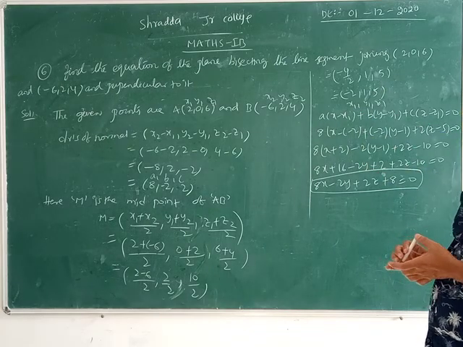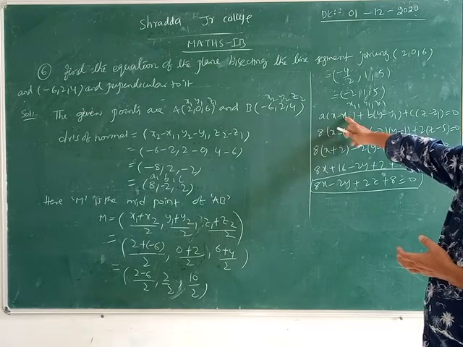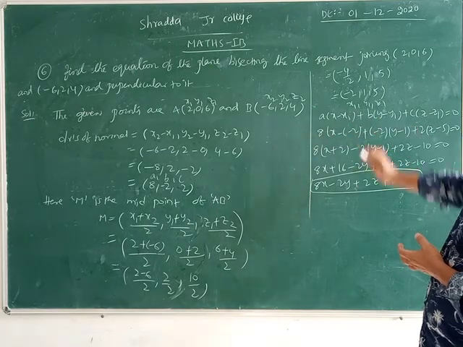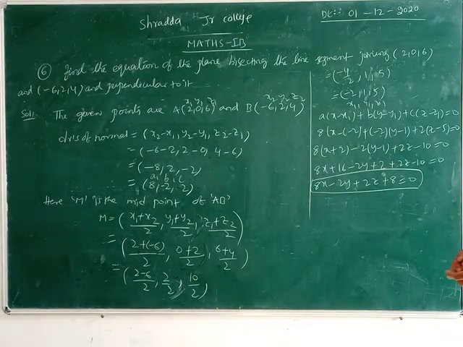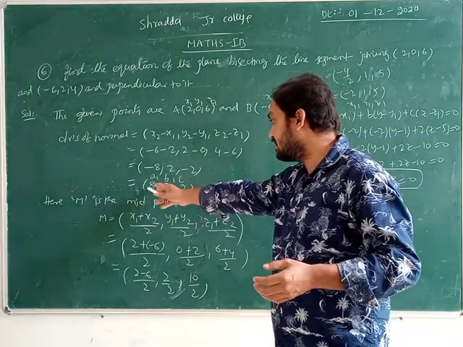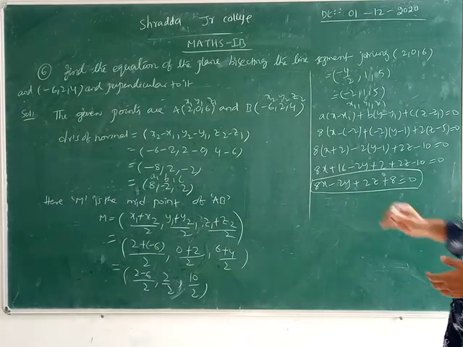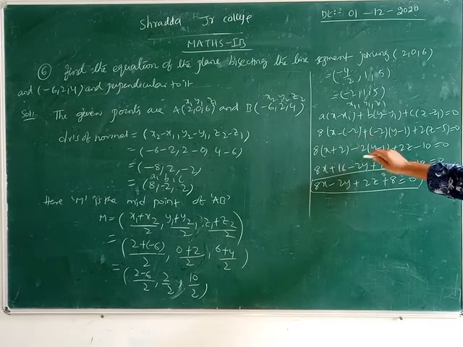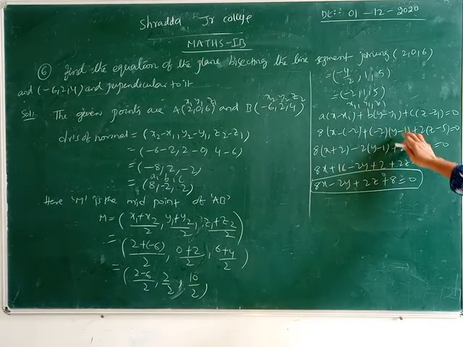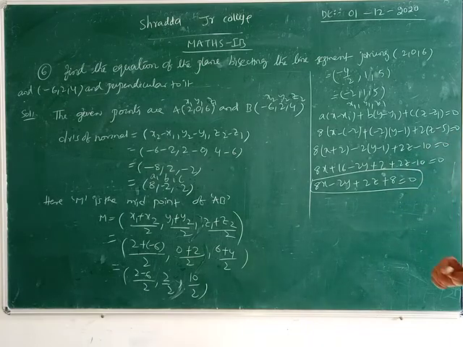And now see, already we know what the plane equation is: a into x minus x1 plus b into y minus y1 plus c into z minus z1 equals 0. Already we know the direction ratios of the normal are denoted by a, b, c. Now by comparing, what is the a value? That is 8 into x minus x1, which is minus 2, plus b, which is minus 2, into y minus y1, which is 1, plus c, which is 2, into z minus z1, which is 5, equals 0.